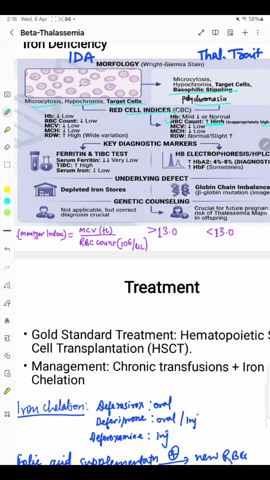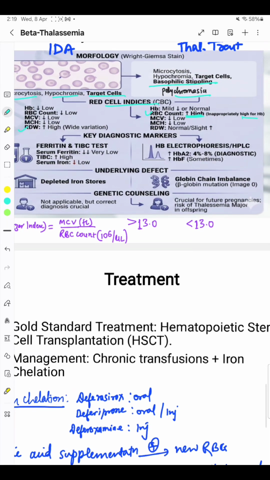MCH and MCHC are decreased in both conditions, and RDW is particularly high in iron deficiency anemia, meaning there is wide variation in the size and shape of the RBCs. RDW is usually normal or slightly high in thalassemia trait. On biochemistry, serum iron and ferritin are decreased in iron deficiency anemia. TIBC is increased in iron deficiency anemia. TIBC stands for total iron binding capacity. In thalassemia, ferritin is normal or high, and iron is usually high because of the iron overload.